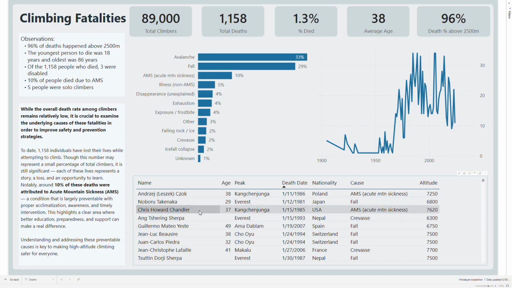This is a list of all the people who died. I thought it would be nice to pay homage to them, and this is just the number of deaths that happened over the years.